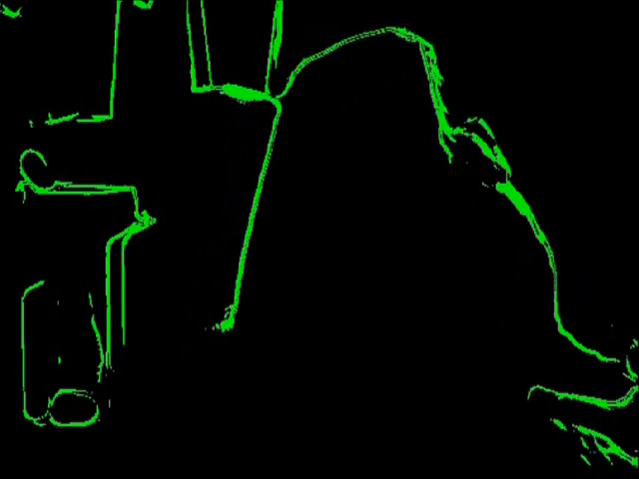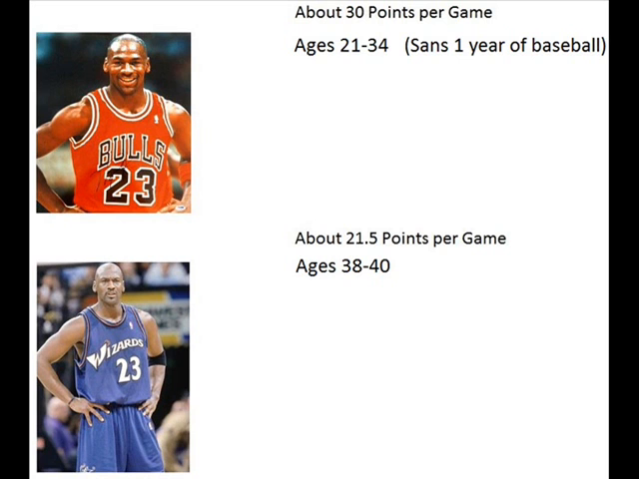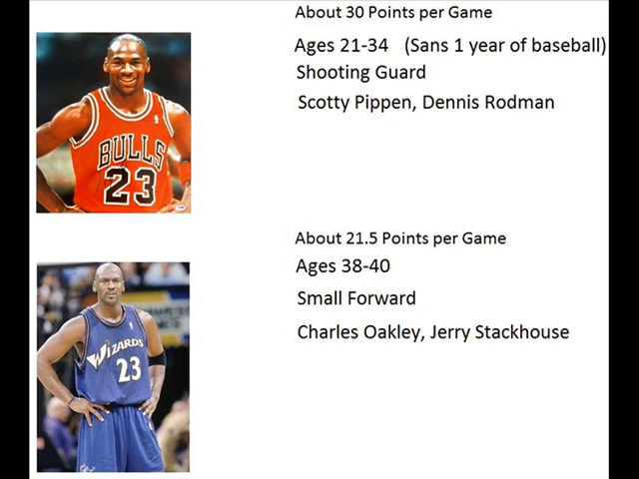But these conclusions, while they do correlate with the numbers, ignore tons of other significant variables that likely contributed to the cause of his decreased point production. Like Jordan playing for the Bulls when he was 21 through 34, except that baseball year, and playing for the Wizards when he was 38 to 40. He was a shooting guard for the Bulls and a small forward for the Wizards. He had different teammates on each team and dozens of factors that contributed to scoring fewer points.